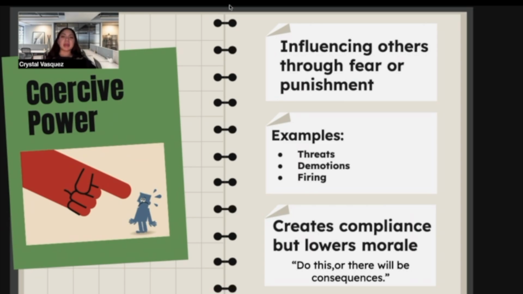I'm Crystal, and coercive power is best defined as a base that is dependent on fear of negative results from failing to comply or acting in a way that would anger the person in power. It forces subordinates to comply with the demands of the person in power through negative results and punishments to come. It's an overall way for someone in power to influence others through the use of fear or punishment. Using coercive power involves negative outcomes such as threats, demotions, and firing.